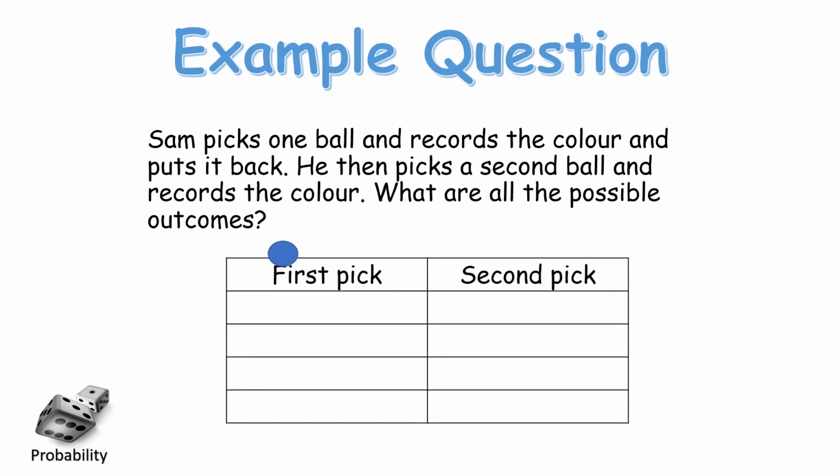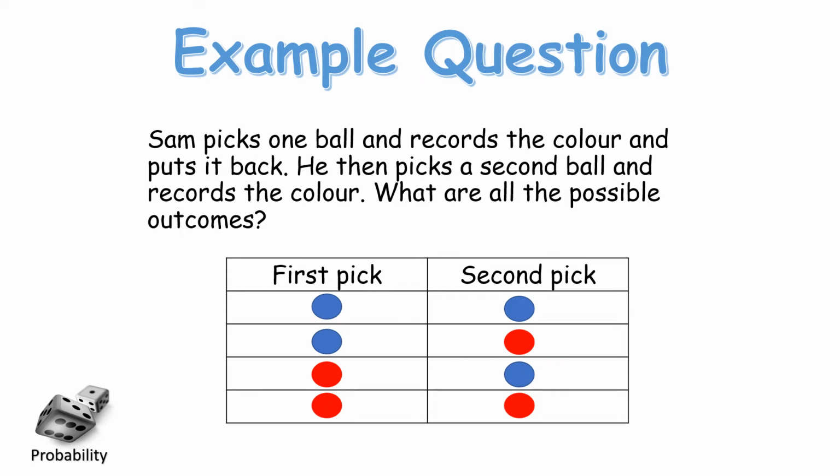So he could pick a blue and a blue. Or maybe he'd pick a blue and then he picked a red. Or maybe he picked a red and then a blue. Or maybe he'd picked a red and then another red. So there were 4 different outcomes that he could have had.